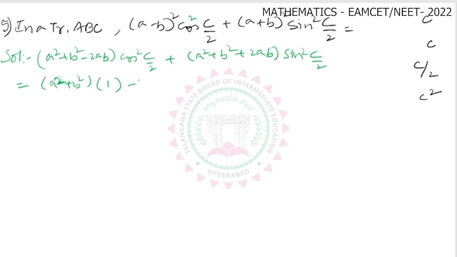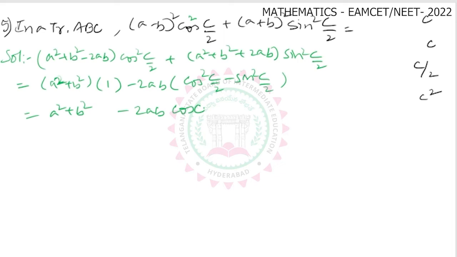Similarly, if I take out minus 2AB outside, what is inside? Cos square C by 2 minus sin square C by 2, which is nothing but cos C. So this is A square plus B square minus 2AB cos C. If you remember the cosine rule, C square is equal to A square plus B square minus 2AB cos C. Therefore, what is my answer? That is C square. So, fourth option.